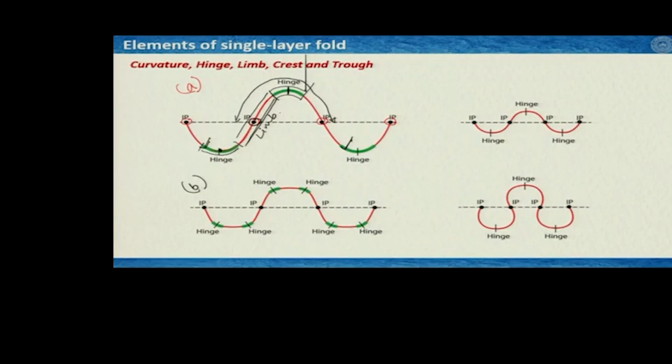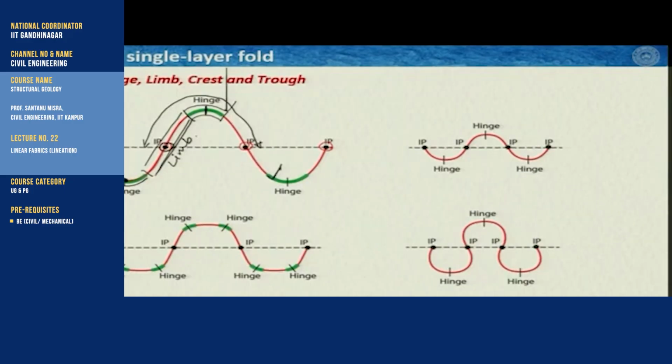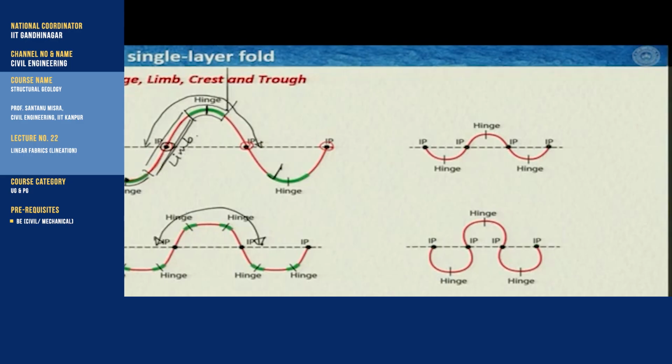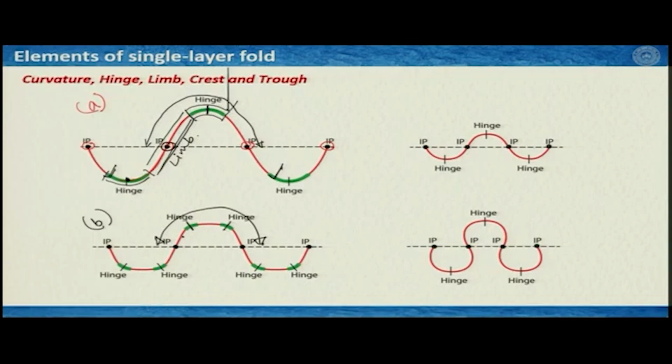What we see here is a very similar feature, but in this particular segment we see that it has 2 points where the curvature is maximum. So, this particular folded segment has 2 hinge points, this one and this one, and therefore 2 hinge zones as well.